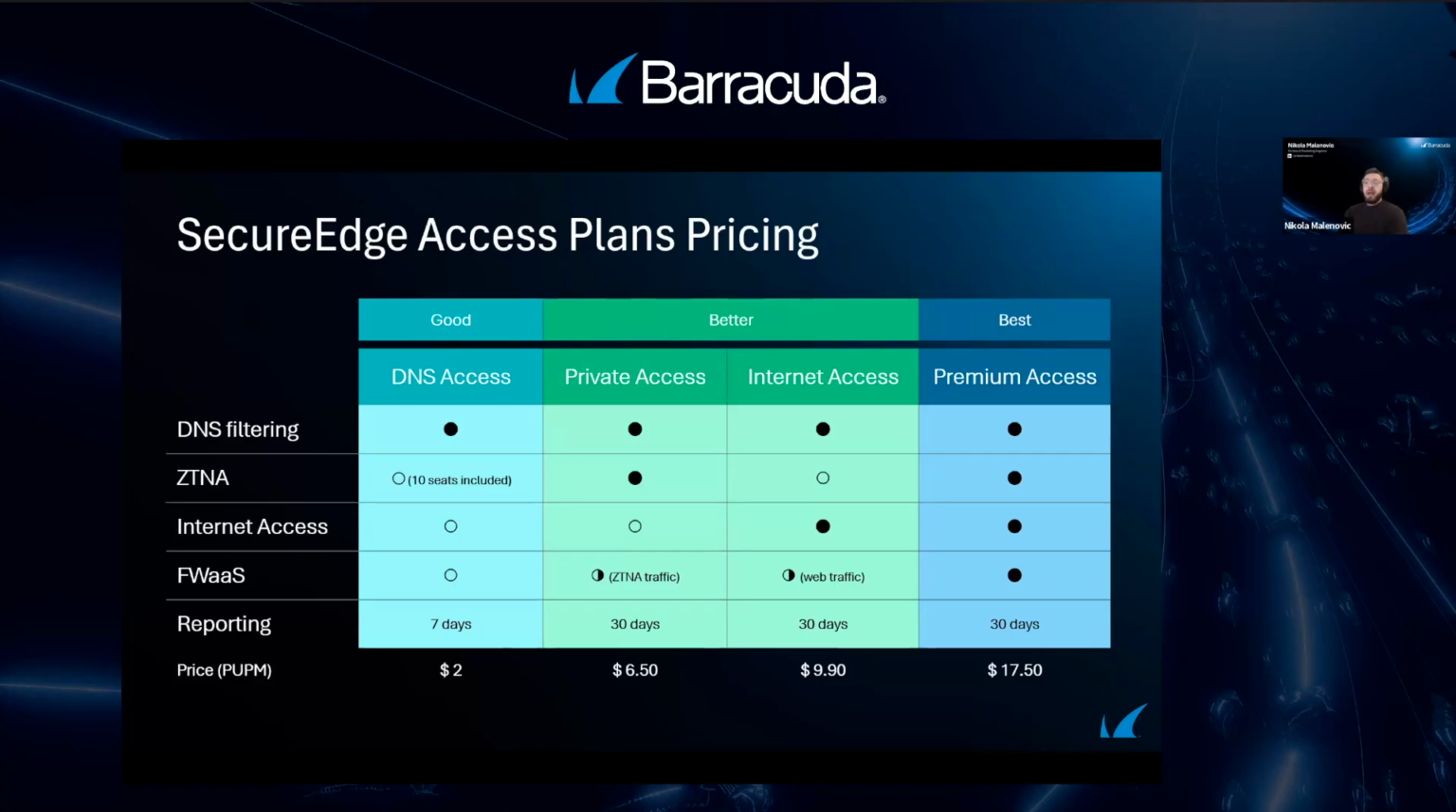And then we have internet access, which is basically a full web security use case with TLS inspection, advanced threat protection, AI-based content inspection, and many more features. With internet access, you also get 30 days of retention period. And then in the best category, we have our premium access plan, which is pretty much all of the three previously mentioned plans combined, and that provides the full Secure Edge functionality set.